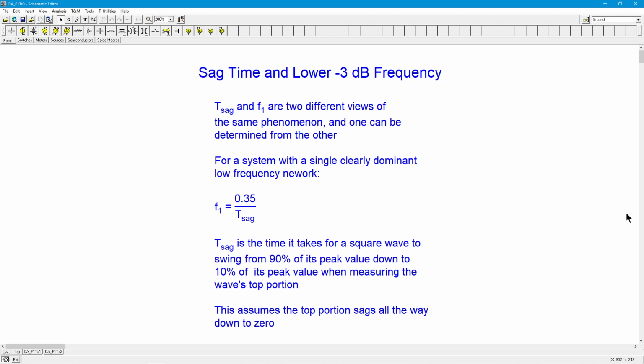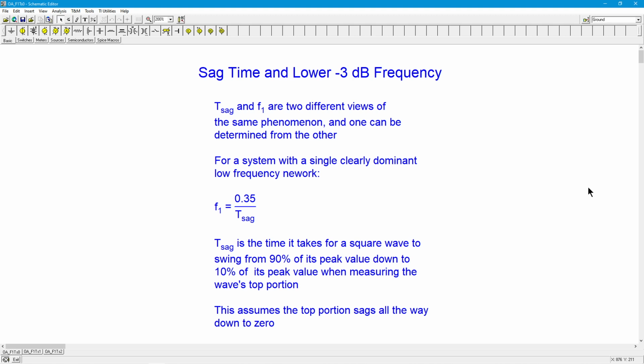An important characteristic is that this assumes the top portion does in fact reach zero. If it doesn't get all the way down there, then you can't really do a sag time measurement, and the value you get for F1 will be nonsensical. Same kind of issue as when we looked at F2 and rise time. You have to be careful about the input frequency, right? If the input frequency on the rise time measurement is too high, you're not going to get a full proper rise, and your T rise is going to be incorrect. So the same kind of thing happens here. We have to make sure that the frequency is low enough that we get a full sag.